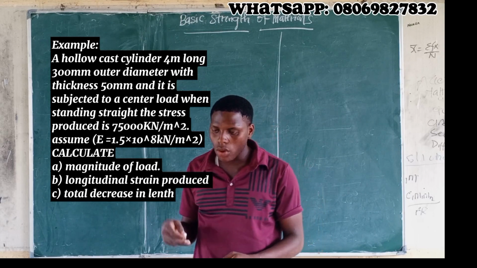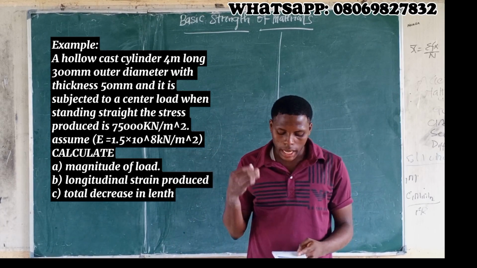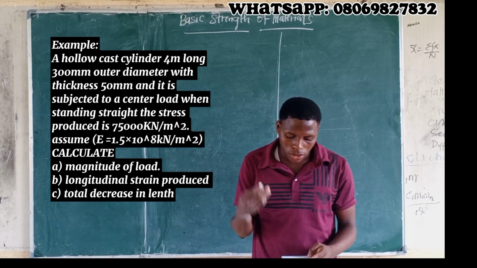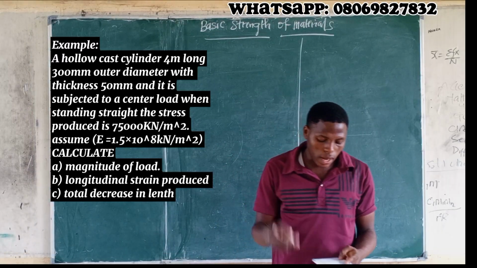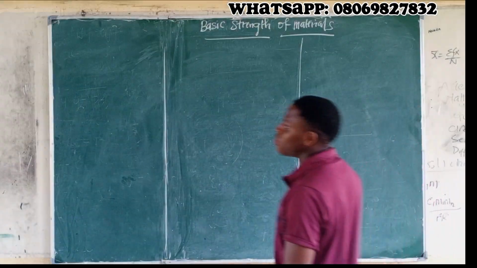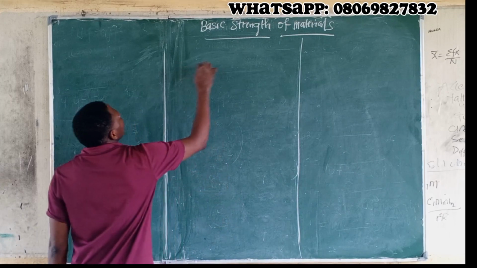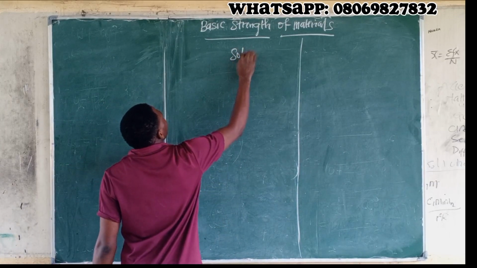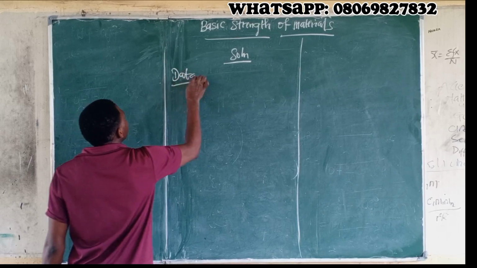A, calculate the magnitude of the load. The second one is longitudinal strain produced. Then C says calculate for the total decrease in length. What are we going to do? We are going to bring out our parameters. Solution. Let's bring out our data.